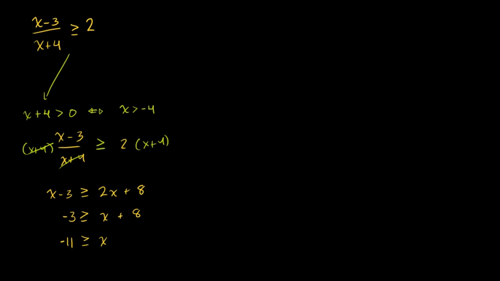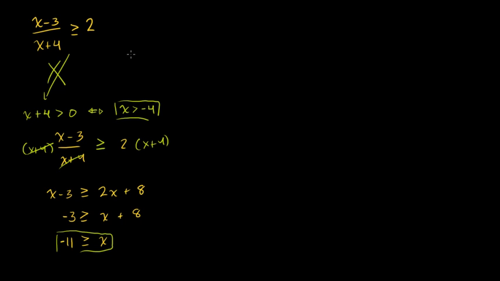Now that seems a little bit nonsensical, right? In order for this statement to be true, x has to be both greater than minus 4 and less than minus 11. Anything greater than minus 4 is going to be greater than minus 11. So there's no x that satisfies this equation, right? If we assume that x plus 4 is greater than 0, we just end up with a nonsensical solution. So we can actually ignore that path. There's no situation in which x plus 4 is greater than 0 and we have a solution to this equation.